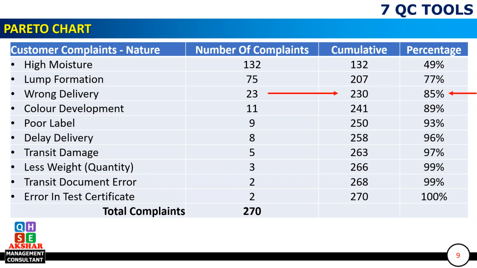The third highest is wrong delivery complaints. The cumulative number is 230. It is 85% of the total number of complaints, and the fourth highest is the color development complaint. The cumulative number is 241. It is 89% of the total number of complaints, and so on. The last is an error in the test certificate. The cumulative number is 270. It is 100% of the total number of complaints.